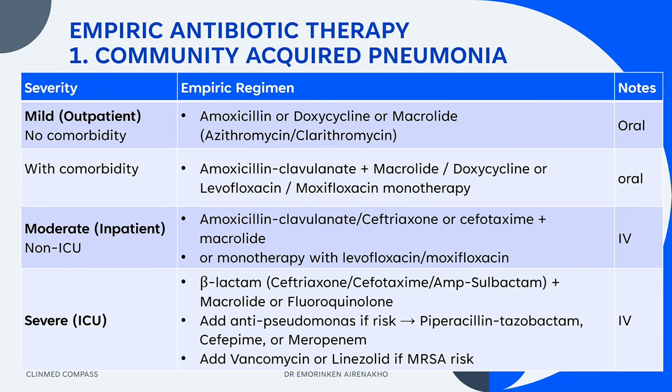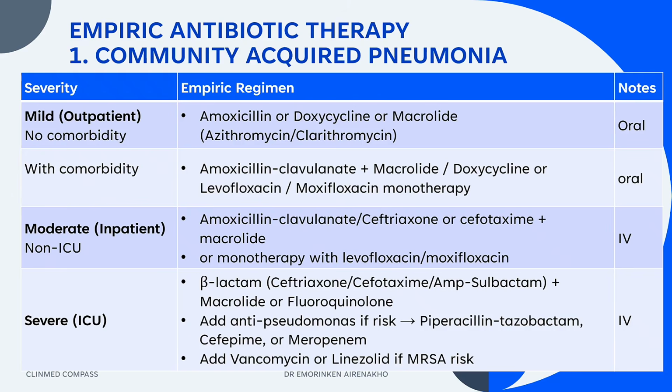For moderate pneumonia, patients are managed as inpatients. We use beta-lactam antibiotics like amoxicillin clavulanate or ceftriaxone or cefotaxime plus a macrolide. Alternatively, monotherapy with respiratory fluoroquinolones like levofloxacin or moxifloxacin can be used. This time, parenteral medications are used. For severe cases of pneumonia managed in the ICU, the beta-lactam antibiotics like ceftriaxone, cefotaxime, or ampicillin sulbactam, plus a macrolide or a fluoroquinolone are used.